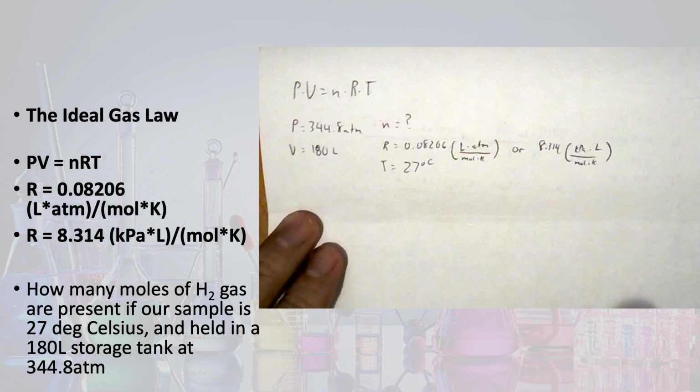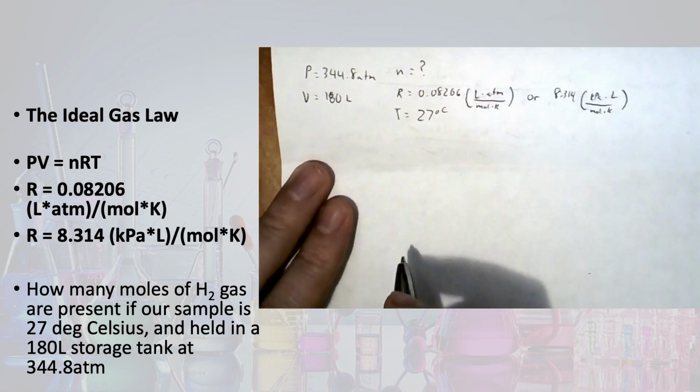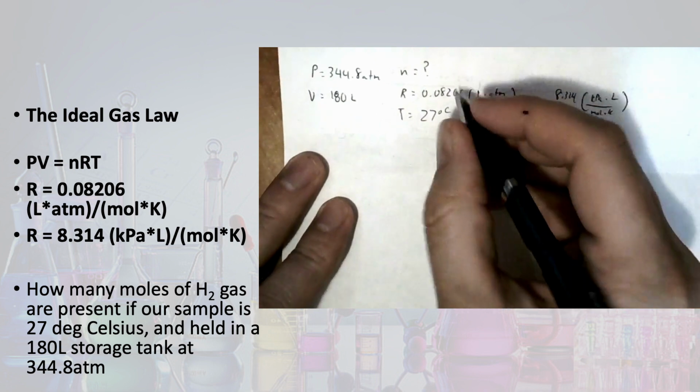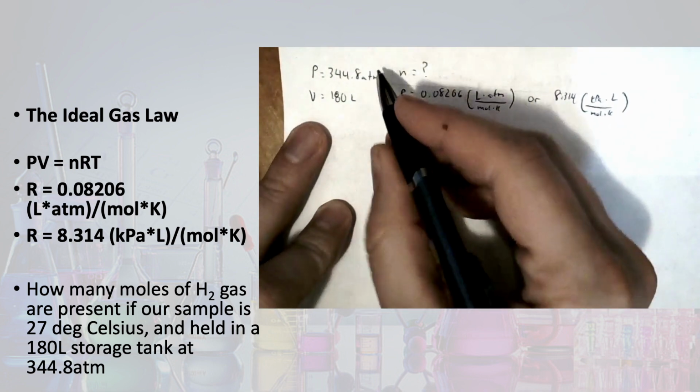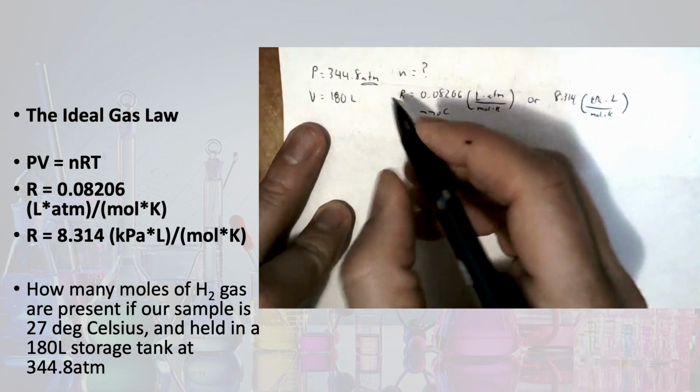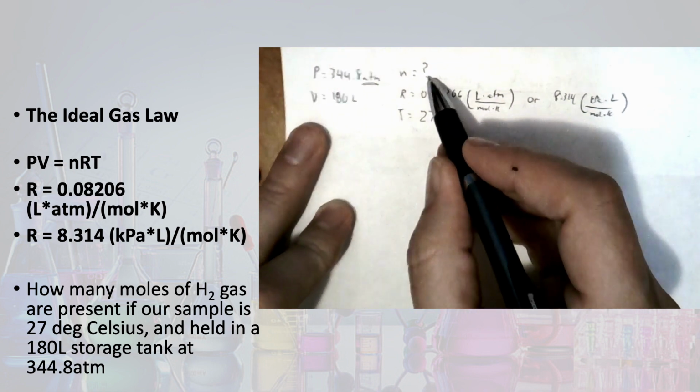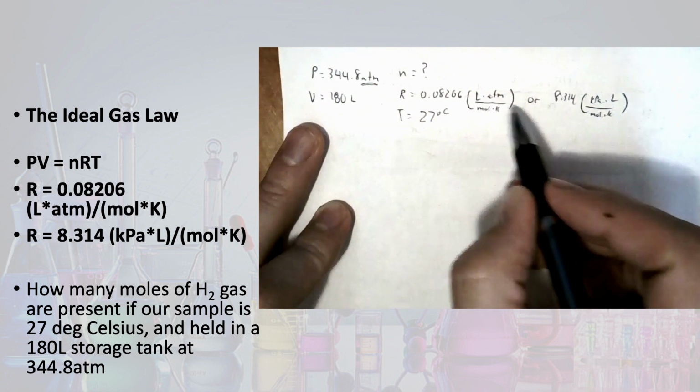Again, we have PV = nRT, P times V equals N times R times T. So we know our pressure is 344.8 atmospheres. We know that our volume is 180 liters. We are trying to solve for the number of moles, N. We have our two R values again, and we have a temperature of 27 degrees Celsius.